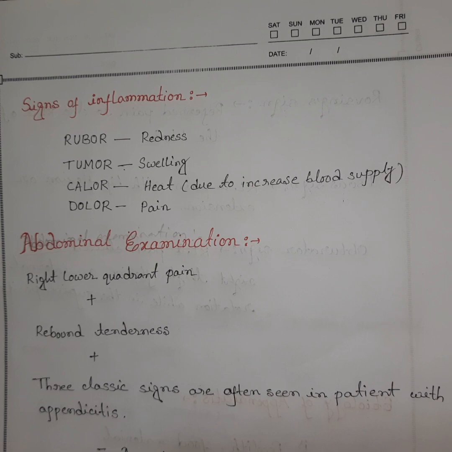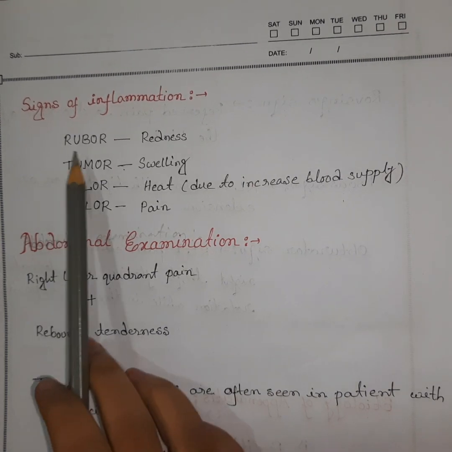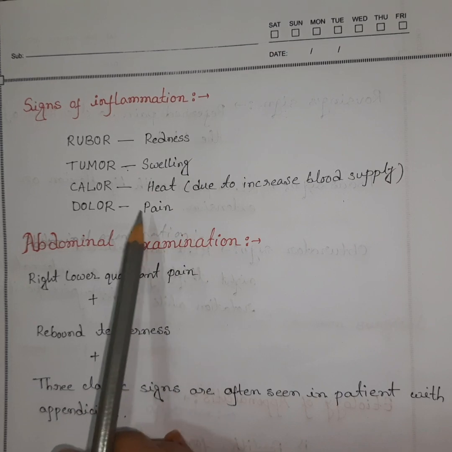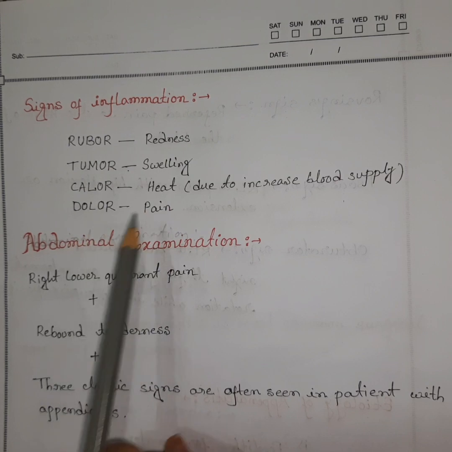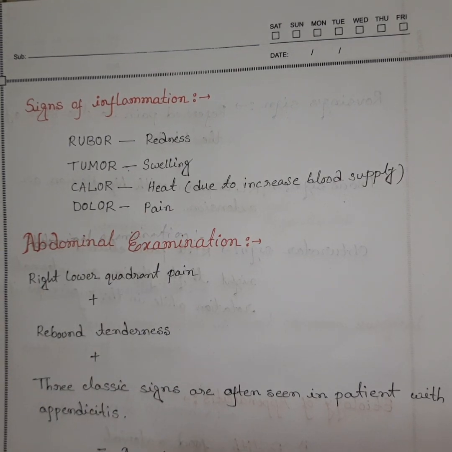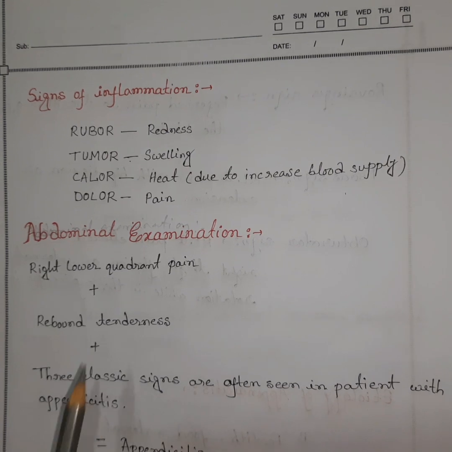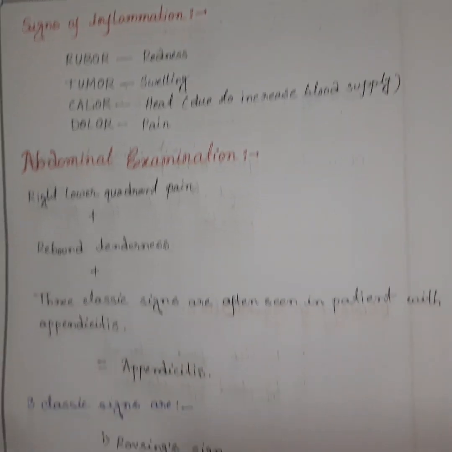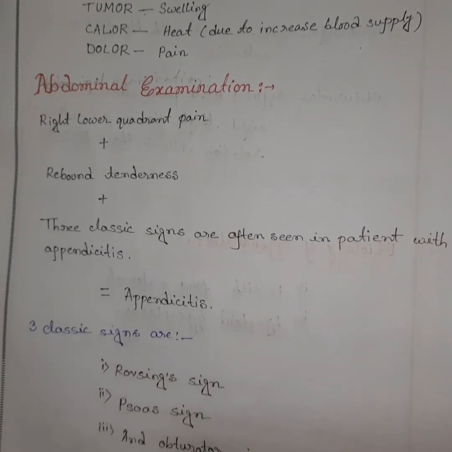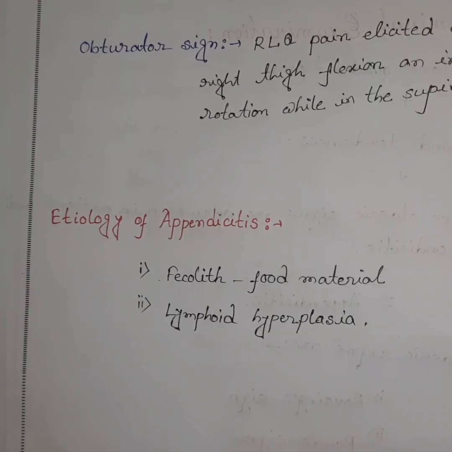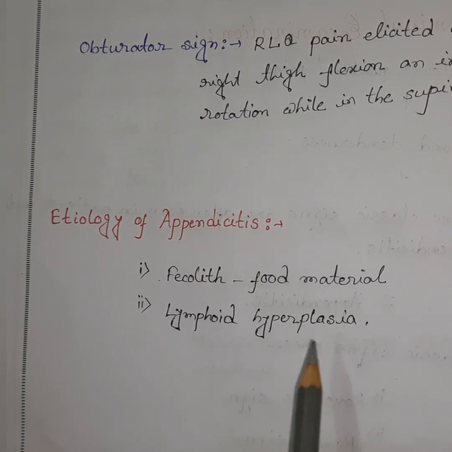What are the signs of inflammation? Redness, swelling, heat and pain. Redness, rubor; swelling, tumor; heat, calor; pain, dolor. Abdominal examination: right lower quadrant pain, rebound tenderness, and three classic signs. The three classic signs are Rovsing sign, Psoas sign and obturator sign. What is the etiology of appendicitis? Fecaliths, such as food material, and lymphoid hyperplasia.